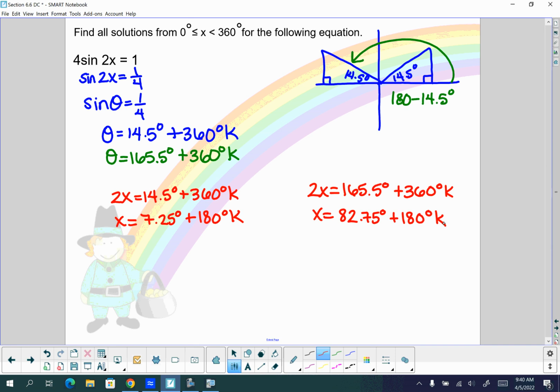Now we break it down into which of those solutions are between 0 and 360. So first answer is going to be 7.25 degrees. And then we add 180 to that, so I get 187.25 degrees. And if I add 180 to that, I'm going to be over 360. So that's how I know to stop. The next answer is the 82.75. If I add 180 to that, I'm going to get 262.75. And then again, if I add 180 to that, I'm going to be over 360.